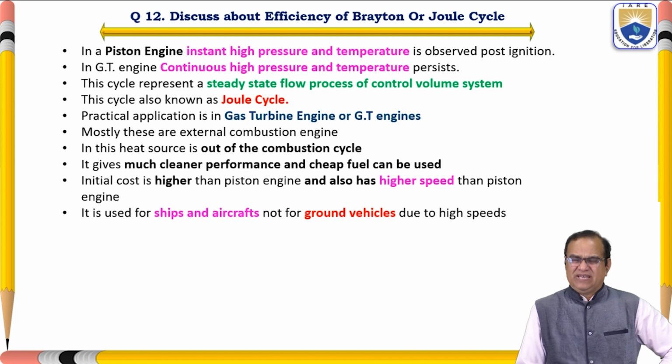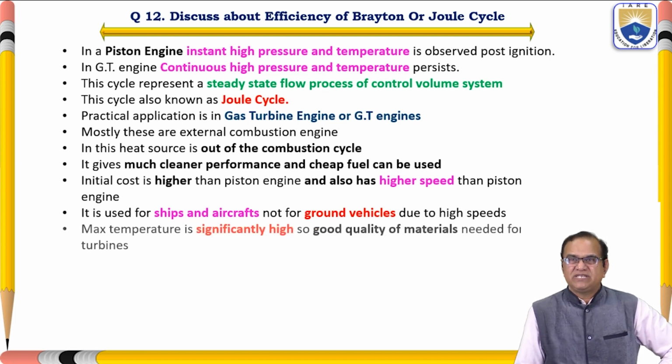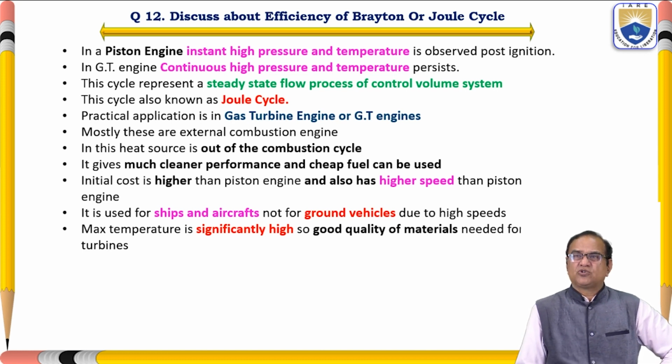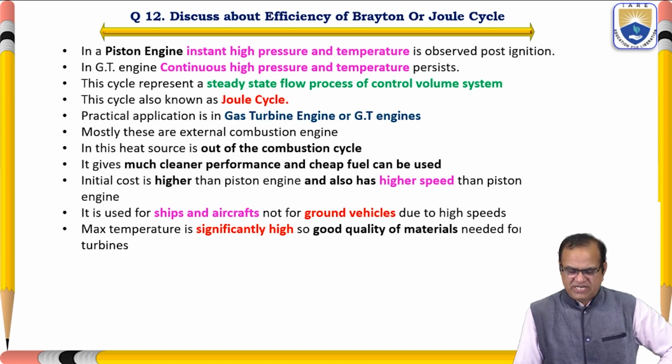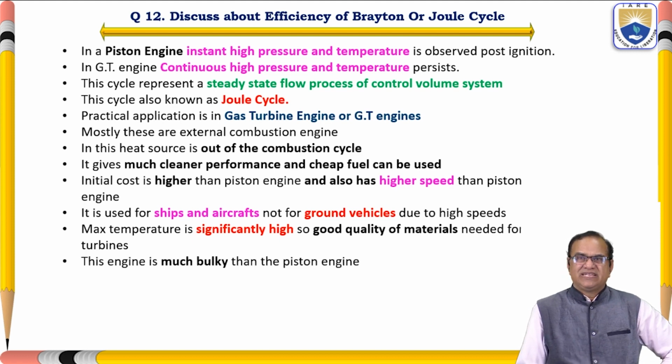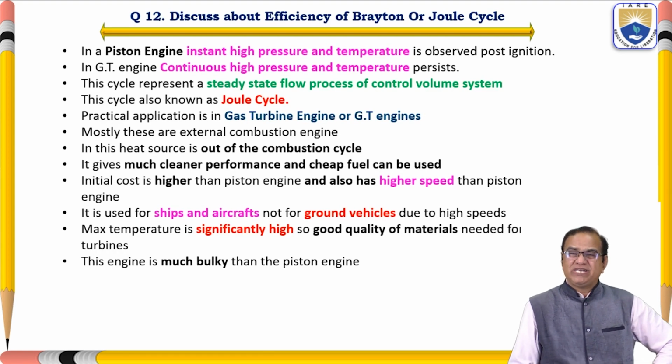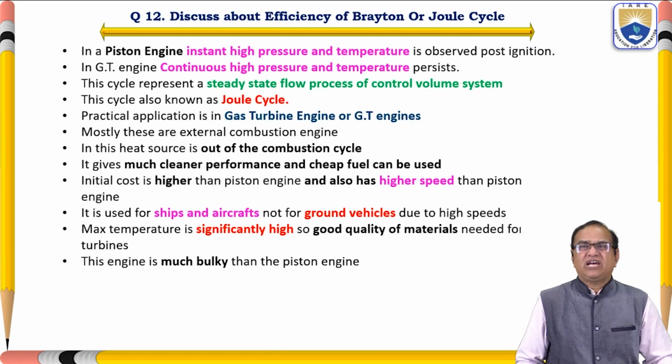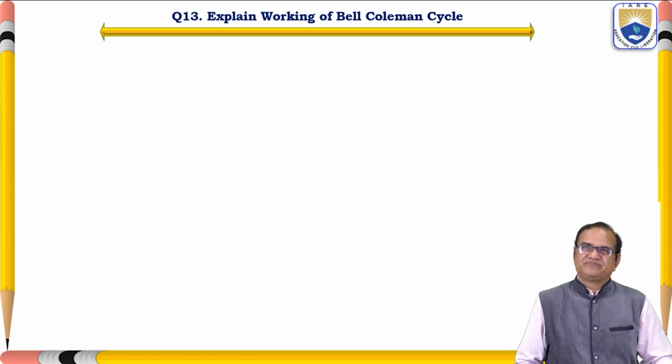It is used for ships and aircraft, not for ground vehicles due to its high speed. Maximum temperature is significantly high, so good quality materials are needed for the turbines. This engine is much bulkier than the piston engine. So these are a few salient points of the Brayton cycle or the gas turbine engines.